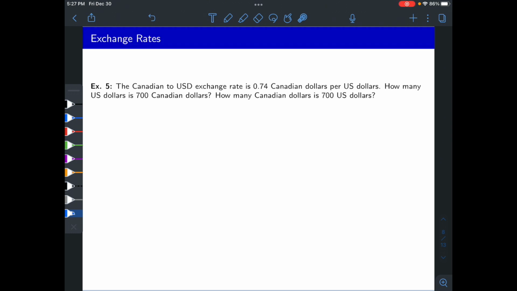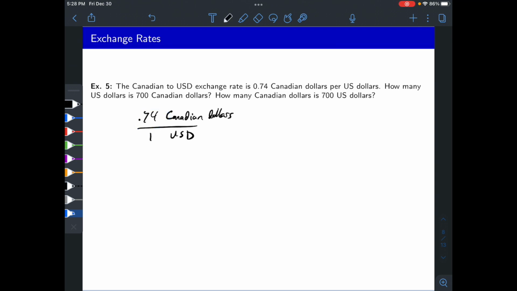All right. So this is telling us that our rate is 0.74 Canadian dollars per 1 US dollar. Okay, so if I wanted to say, okay, I have 2 US dollars, then it would be 2 times 0.74 Canadian dollars. So anytime that you have a quantity of US dollars, you could just multiply that by 0.74 to get how many Canadian dollars that would be.